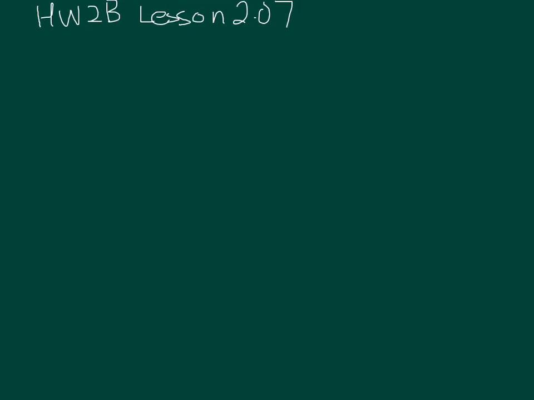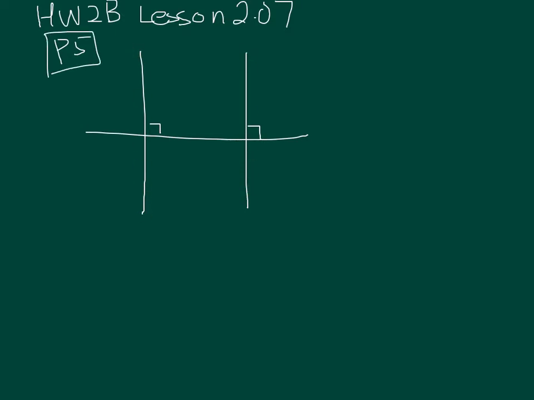Let's go over to homework 2B, lesson 2.07. Problem 5 says, suppose two lines are perpendicular to the same line. Are the two lines parallel? So you've got this line, for example, and then we have one line like this, which is perpendicular to that, and we have another line which is perpendicular to that line. So the question here is, are these parallel, and why?